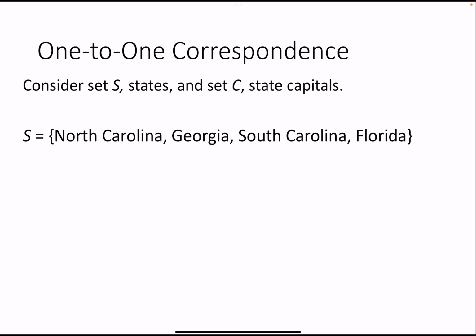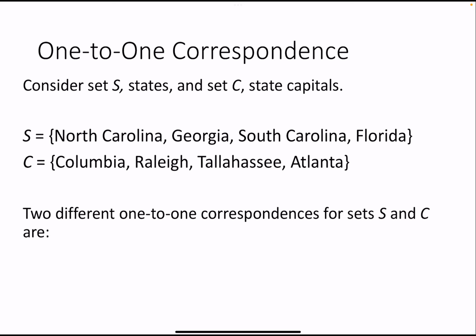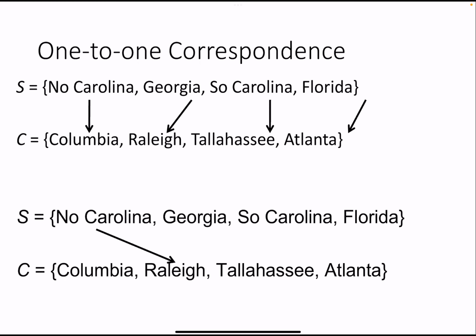Okay, so here's another quick example. Here we have set S, a set of 4 states, and set C, a set of 4 cities. You can find a one-to-one correspondence between the sets S and C. A quick example is that you just match a state to a city, or you have some meaningful matching, like matching the capital city to a state. But the point is that there is a one-to-one correspondence between the two sets.